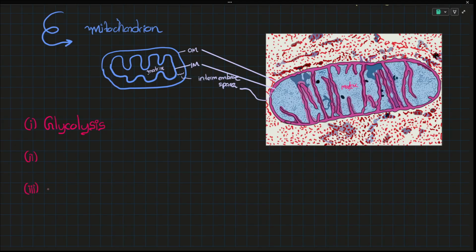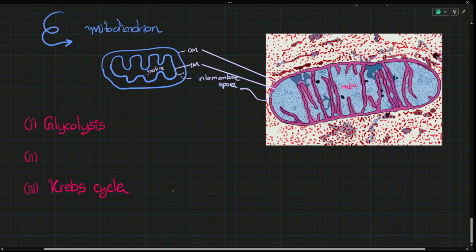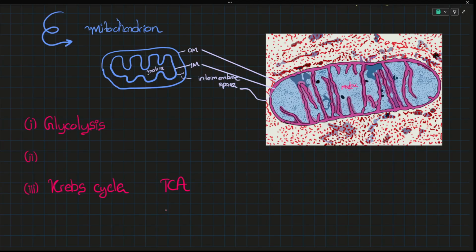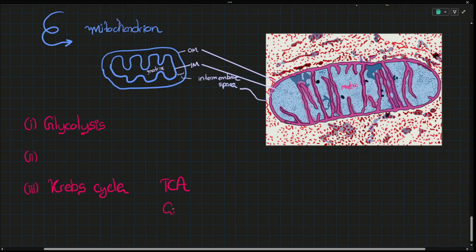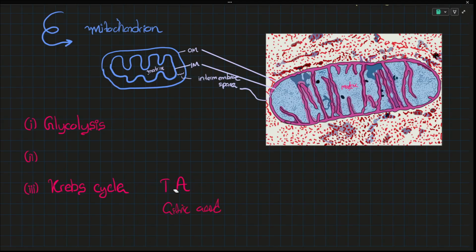Stage 3 is a cycle, and this is known as the Krebs cycle. Now, this is also sometimes known as the TCA cycle, that means tricarboxylic acid, and this is also known as the citric acid cycle. So, those are common names that we used back in the day. Well, not back in the day, we still use them. But according to your syllabus, you have to be able to refer to this as being the Krebs cycle. So stage 1, glycolysis. Stage 3, the Krebs cycle.